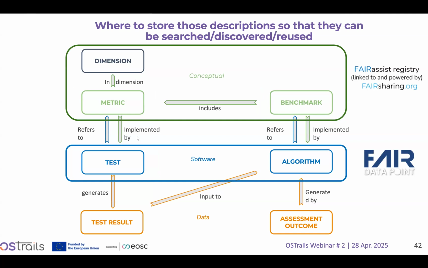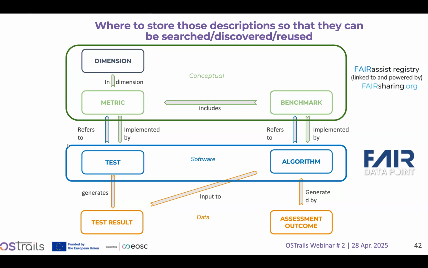And the conceptual level objects, so the metrics and the benchmarks and the dimensions, they're going to go into a registry called FAIRassist, so they can be discovered. So if I'm from a particular community, I can look up a benchmark, and from there I can go through to the metrics and figure out what dimensions and so on. So at the conceptual level, we're working with FAIRassist, part of FAIRsharing.